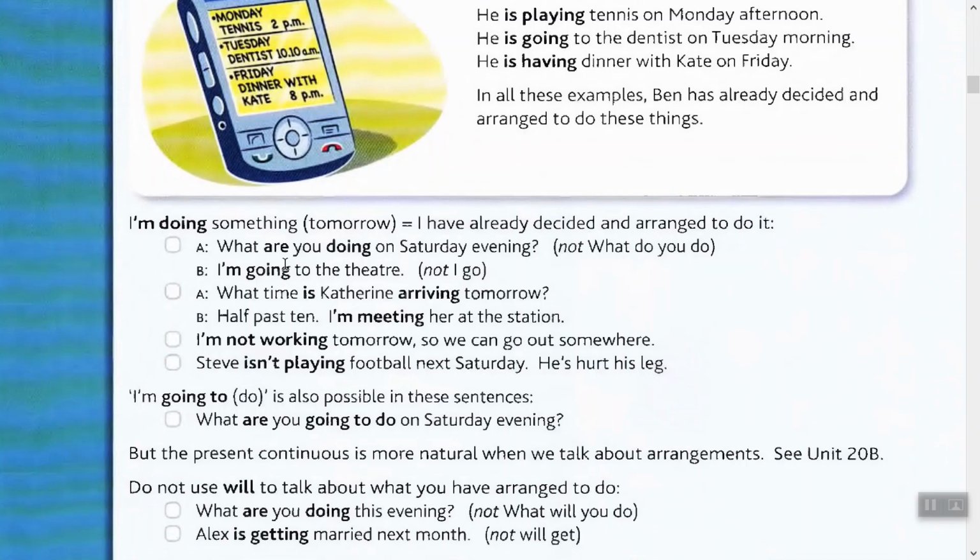For example, what are you doing on Saturday evening? You cannot say what do you do. For example, I'm going to the theater. What are you going to do next week? مثلا أنا أفكر شو أسوي الأسبوع الجاي، شو مخطط مثلا؟ أقول مثلا next week I'm traveling to Baghdad, for example. مثلا after next week, next month شنو بلان شو مخطط مثلا؟ أقول I'm planning to quiz you. You see? So when you arrange something, when you decide to do something, you can use present continuous for future.